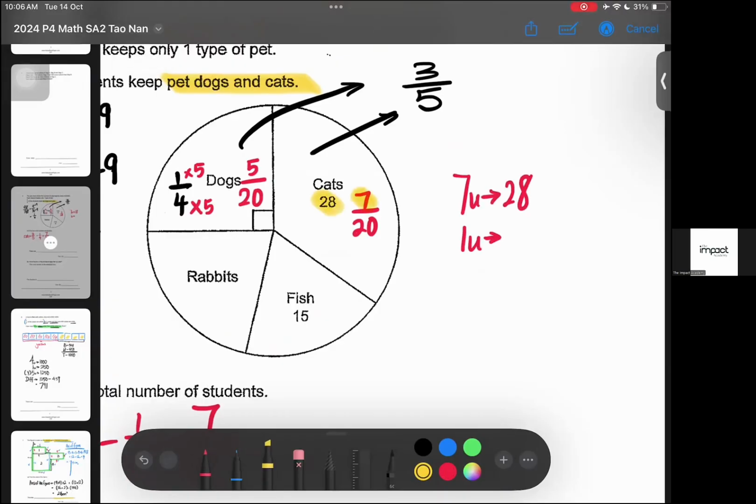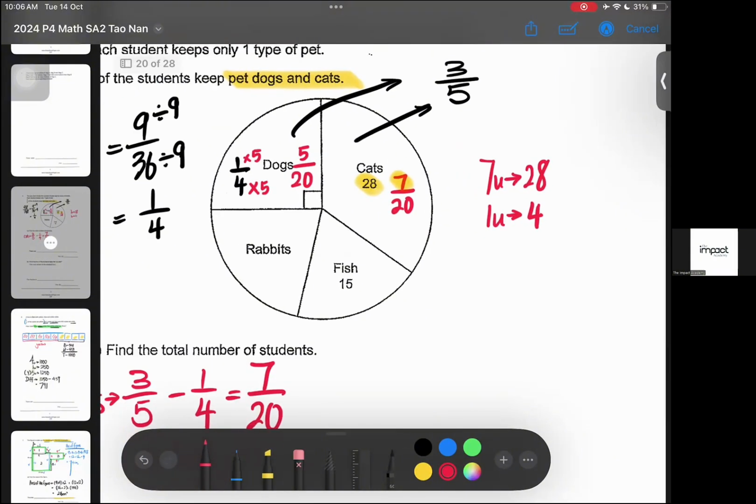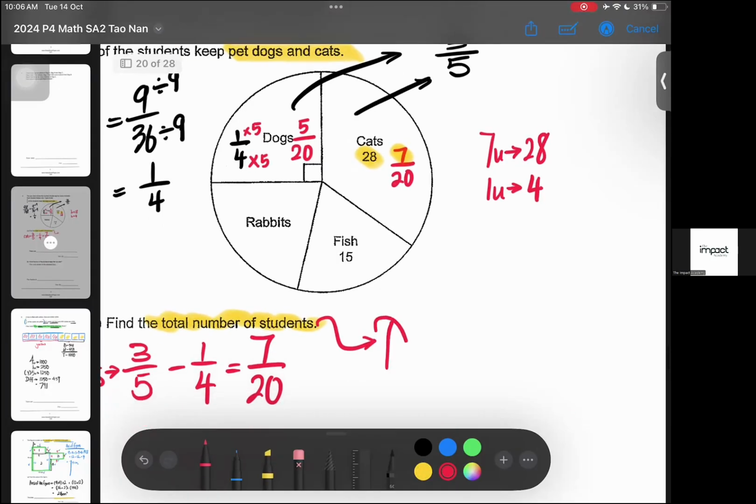Okay, why? Because cats is 7 units. Make sense? Okay, we will get to an answer of 4. 1 unit is 4. The question wants us to find the total number. Whenever I see total number in a fraction, I know that I have to look at the denominator. Does it make sense to you? Which is also equals to 20 units, right? So 4 times 20, we get to 80 units.